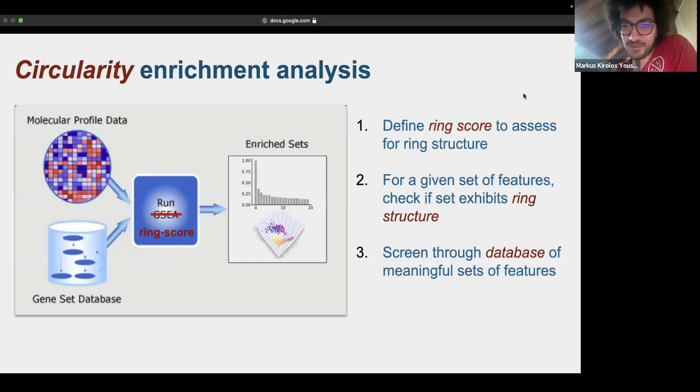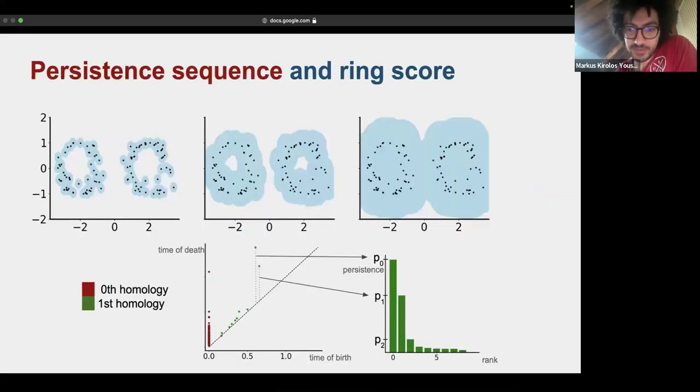Here's what I said in words. Yeah, so we define a ring score. The ring score has this property that it fishes out point clouds that are ring structured, and we screen through a database. All right, so how is the ring score defined? For that, we use something called persistent homology.